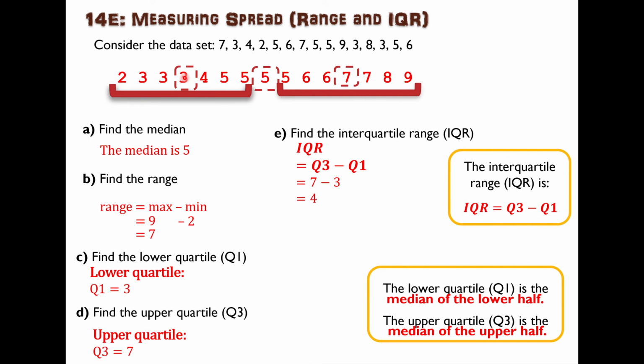So this is how to crunch the numbers and get the median, the range, lower quartile, upper quartile, and interquartile range. Later, we'll see how we can compare data sets by comparing their interquartile range. You know, for example, to see which drug is safer.